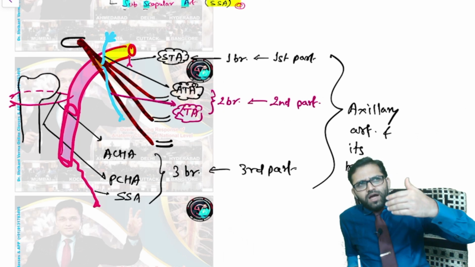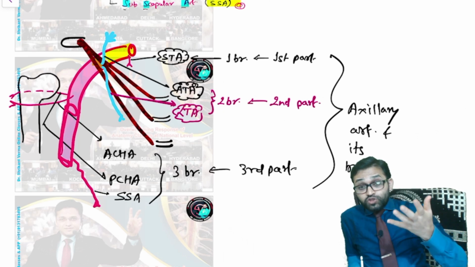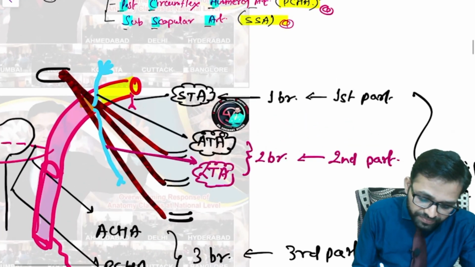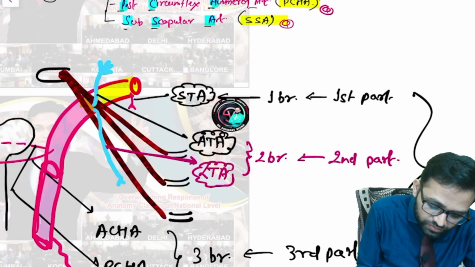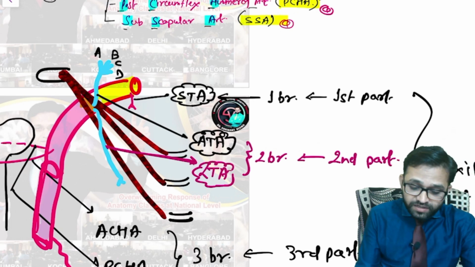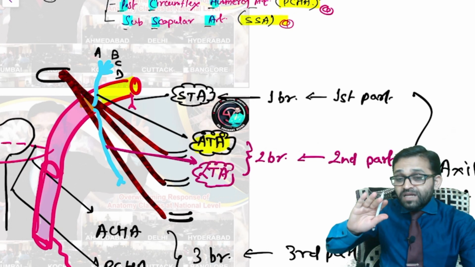Long notes, I think it was 4 years back, and this was a 20 marks question in your university exam. So just remember, and in the upcoming class I will tell you the 4 branches. You can remember with the trick A, B, C, D of the thoracoacromial artery. This thoracoacromial artery has the branches A, B, C, D.